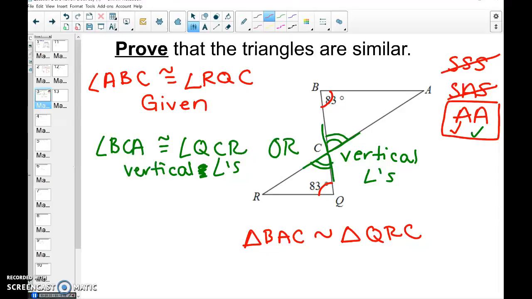And my final thing, my concluding paragraph, is I'm saying that these two triangles are similar by AA. So you do have to actually state the triangles, and you do have to state that it's by AA theorem. Okay, that's our concluding thought with that.